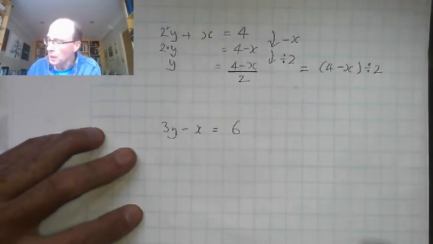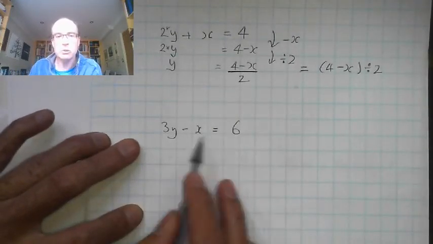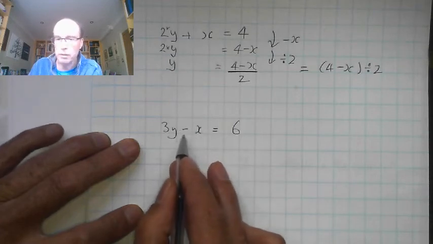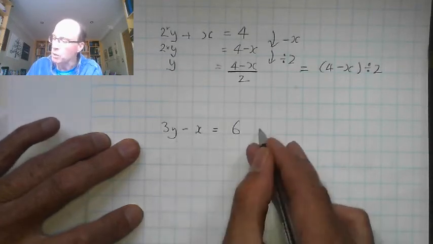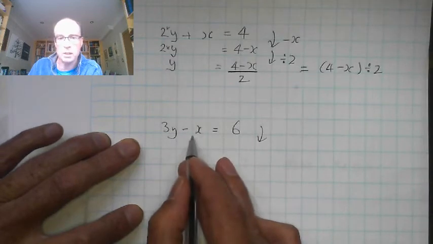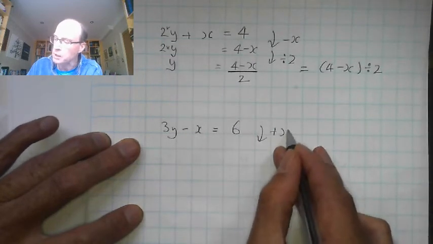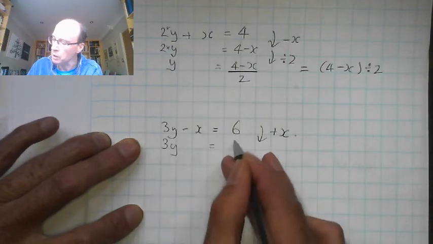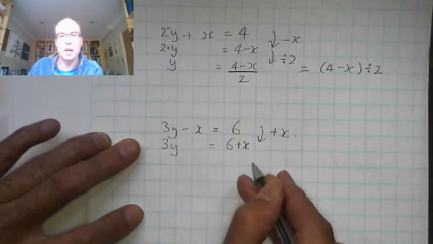Another example, 3y minus x equals 6. This one's similar to the one we've just done above. In this case, I want to get rid of this minus x first. I want to do the opposite operation to subtracting x, and that's going to be to add x to both sides. So I've got 3y is equal to 6 plus x.